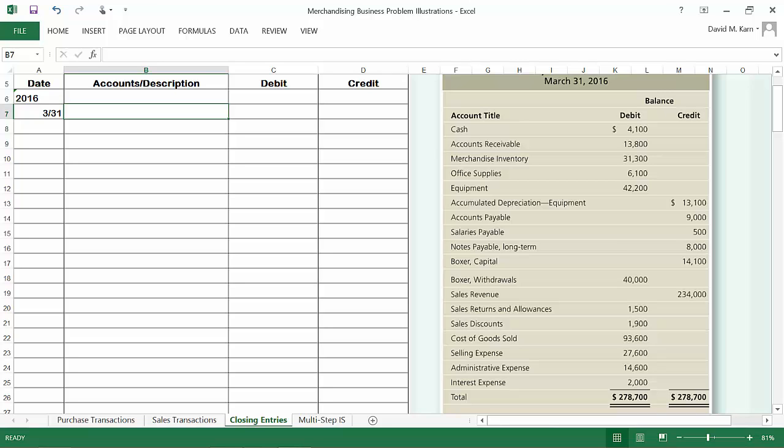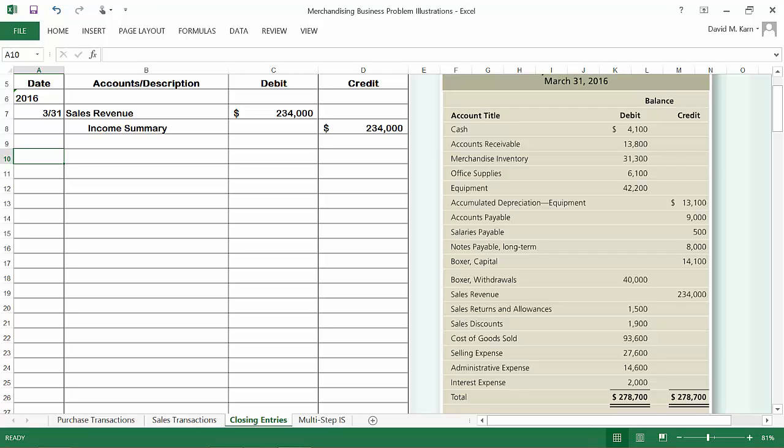It looks like we only have one revenue account, so we'll close that out by debiting it, sales revenue, and that debit amount was $234,000. And remember, we credit our temporary account, income summary, same exact format as before, for the total amount of all revenues. The only difference here is we're not closing out service revenue, we're closing out sales revenue because we have a merchandising business.